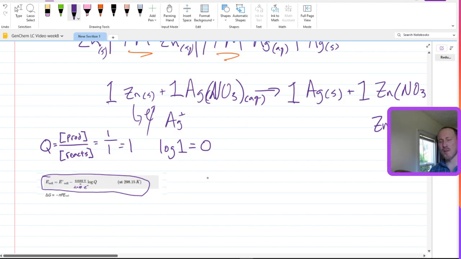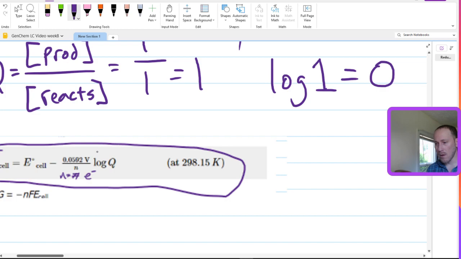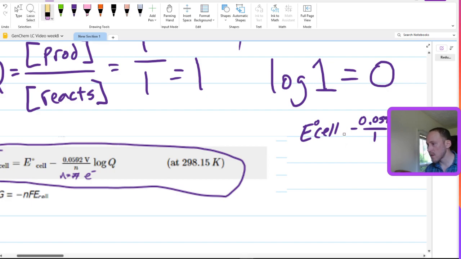Sometimes I feel totally comfortable with it. Sometimes I'm like, all right, if you say so. So the log of 1 is 0, meaning that we're going to have E cell, the actual reduction potential, is going to be the reduction potential minus 0.0592 over 1 times 0. So, oops, that should not be an equals right there. That's just a big old minus.